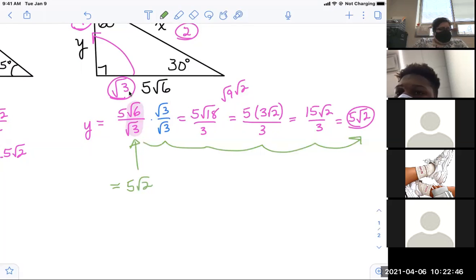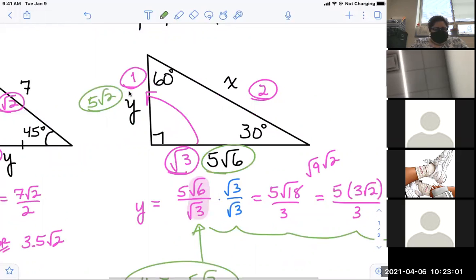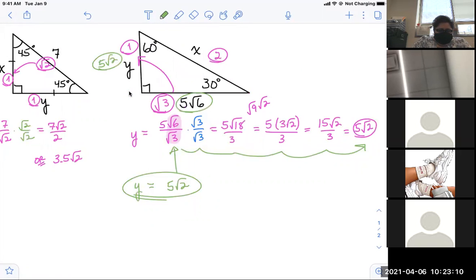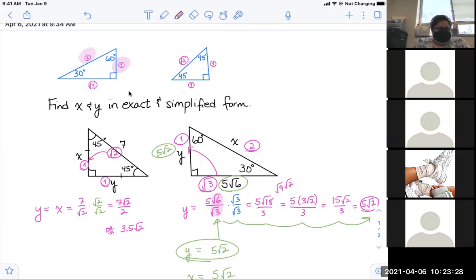If you're able to divide the radicals, then do that. And your y value would be 5√2. Okay, so this is 5√2. Sometimes it's helpful to put it on the picture so you can make sure that you've got all the numbers there. All right, and then Rylan, tell me how to find the hypotenuse.